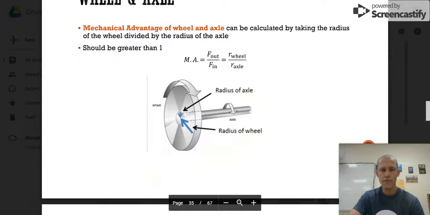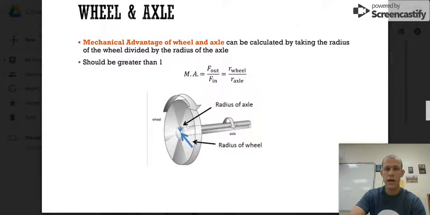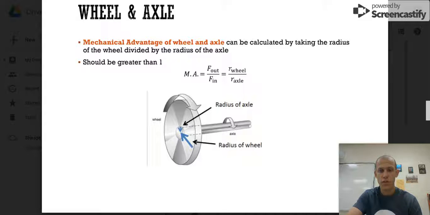The mechanical advantage for the wheel and axle can be calculated by the radius of the wheel divided by the radius of the axle. So the axle, that's the work that you're putting in. You're putting in the work to turn that thing. And then you're getting out the bigger wheel's rotation. So that's why the wheel is the output and the axle is the input force.